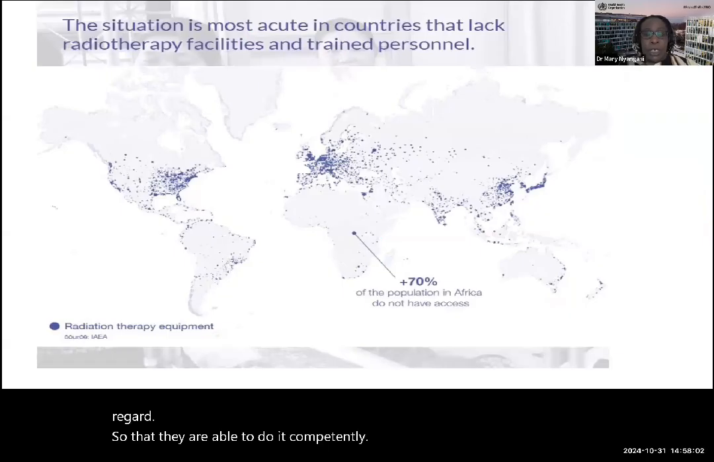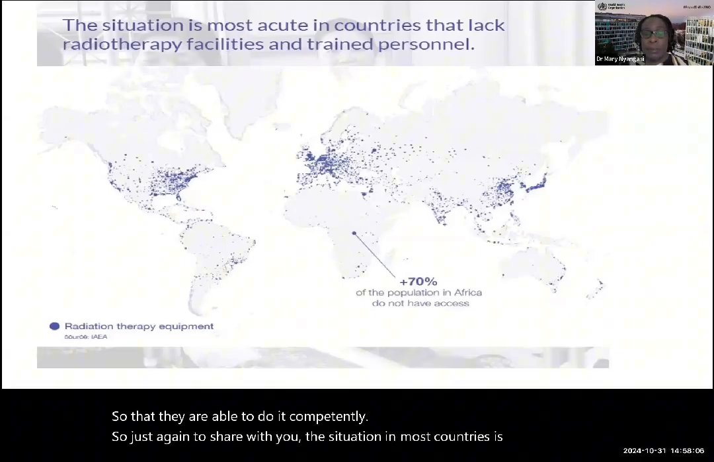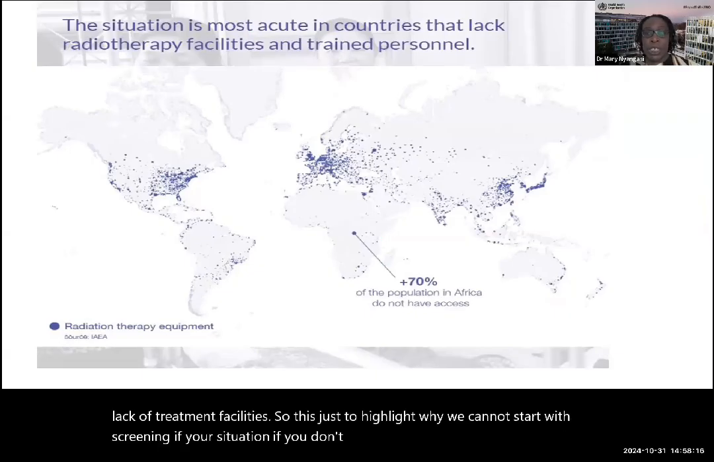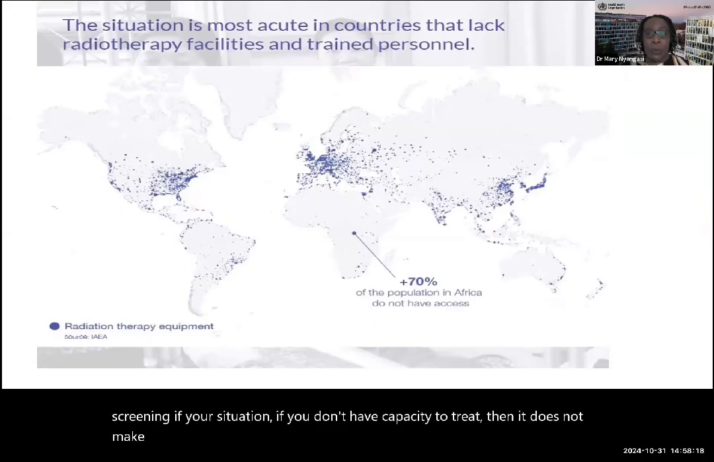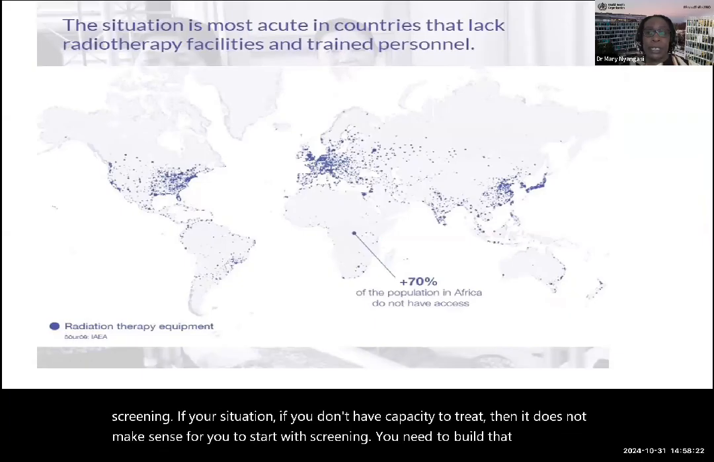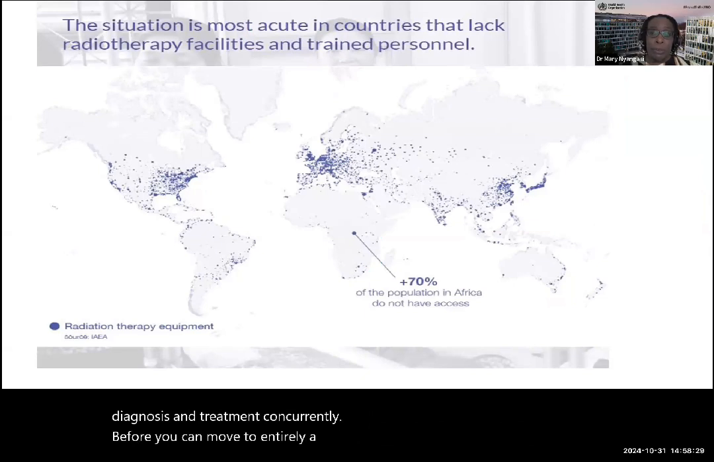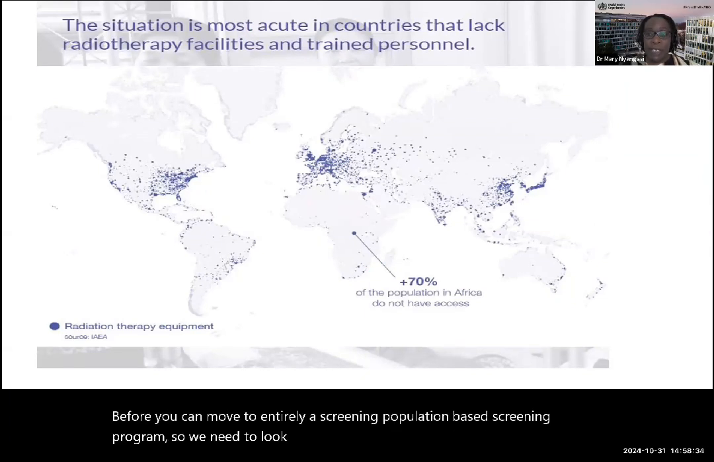So just to share with you, the situation in most countries is that there is a lack of treatment facilities. So this is just to highlight why we cannot start with screening. If you don't have the capacity to treat, then it does not make sense for you to start with screening. You need to build that capacity for diagnosis and treatment concurrently before you can move to a population-based screening program. Sorry, I'm talking about mammography screening.